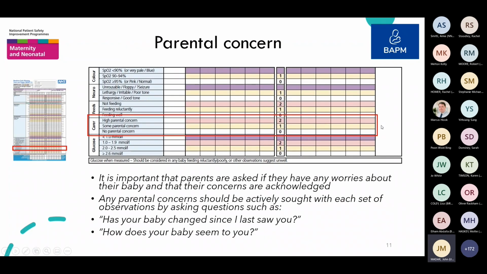Parental concern is new, reflecting Ockenden and a need to acknowledge that care is shared between parents and carers and the staff on the ward. So if there is parental concern, that again is acknowledged and will weight the chart towards action if there's parental concern. And parental concern needs to be actively sought. Questions should be asked which seek to clarify whether a parent is concerned or not, because some may not express that concern unless you actually ask them.